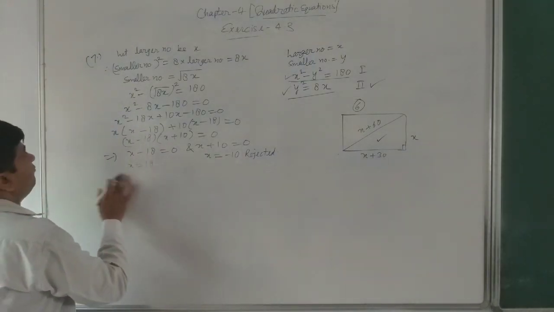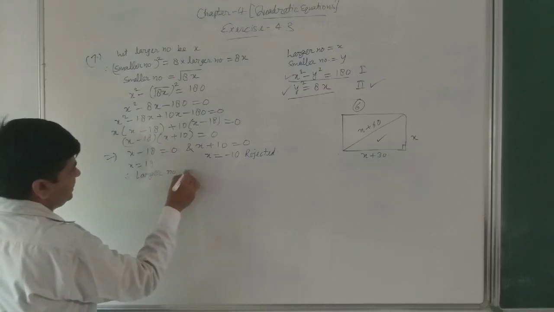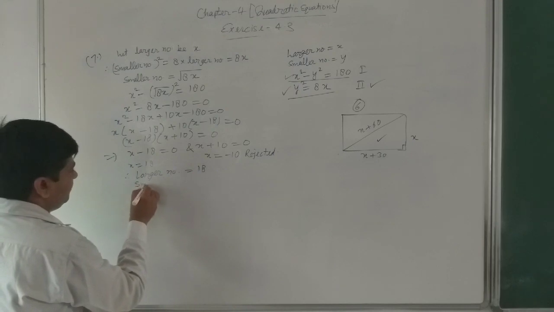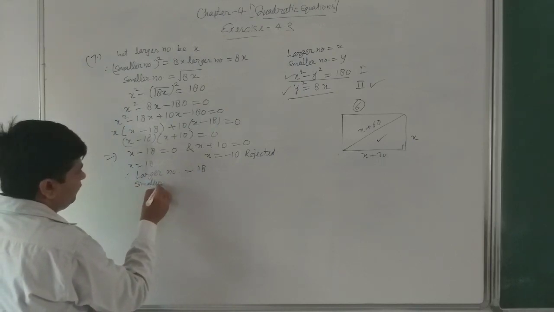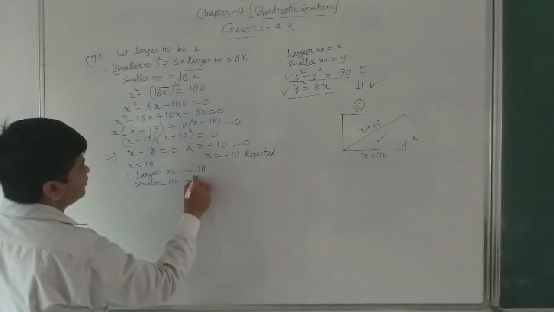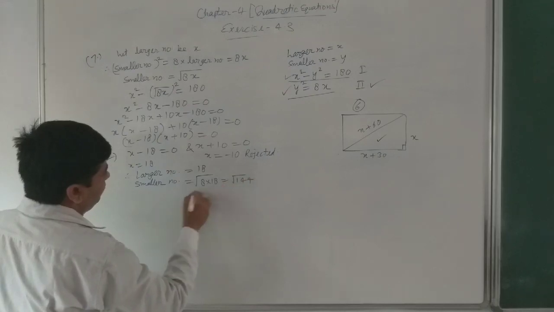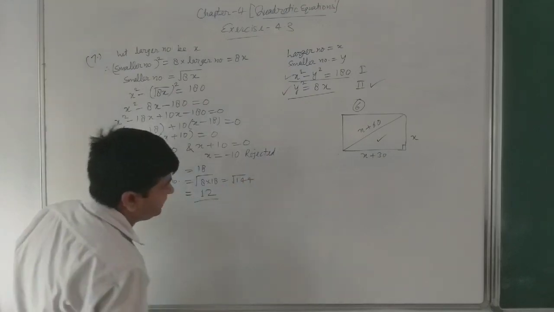Okay, so now the first number, larger number we assumed x, that means it is 18, and the smaller number we found is root 8x. Put the values, root 8 into 18, that is root 144, now root of 144 is 12. So the answers are 18 and 12.